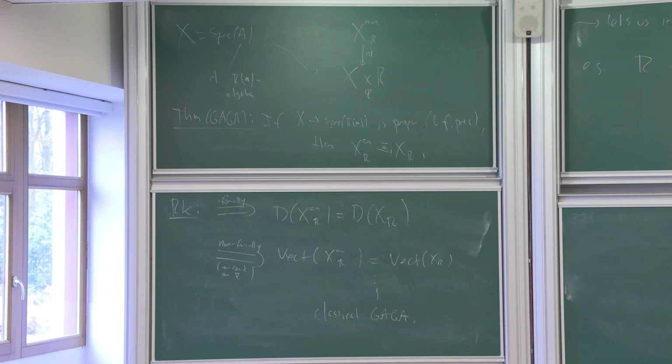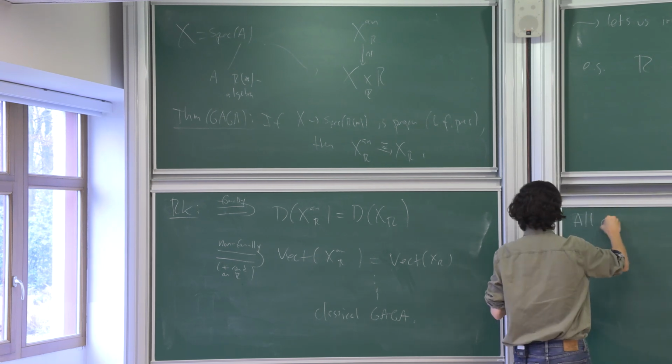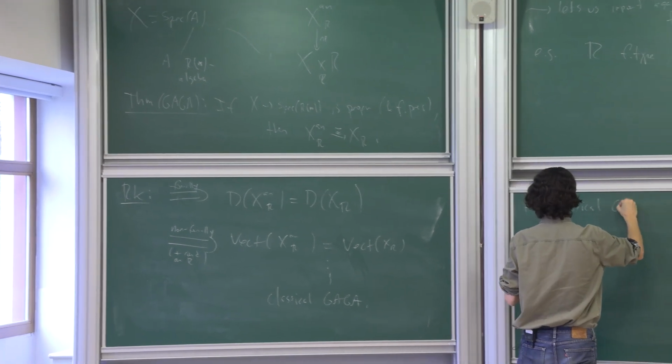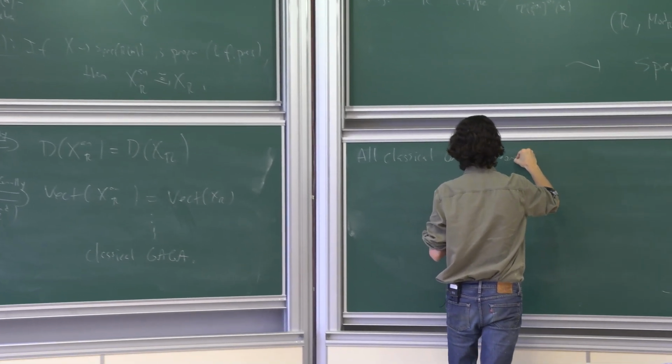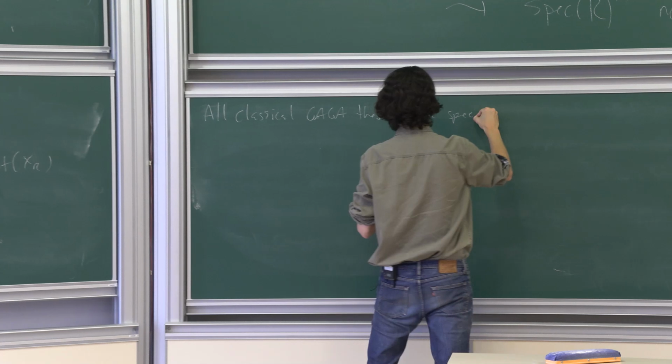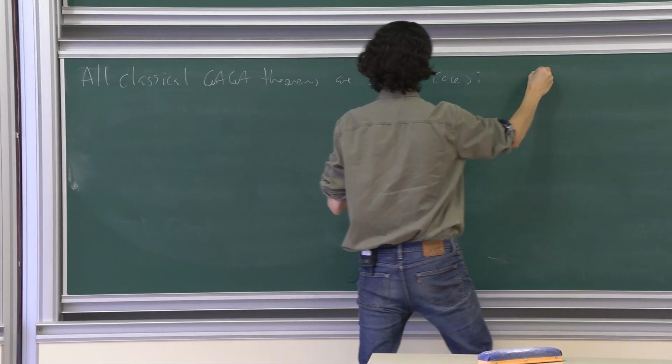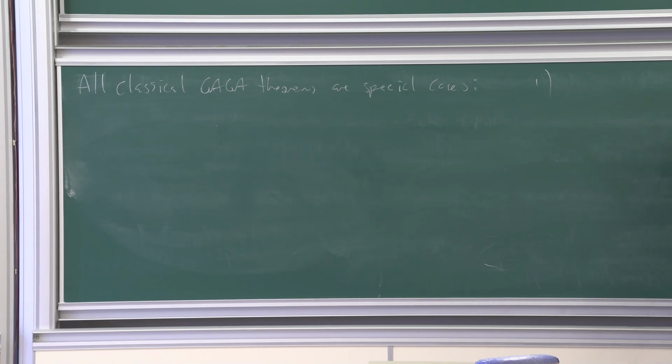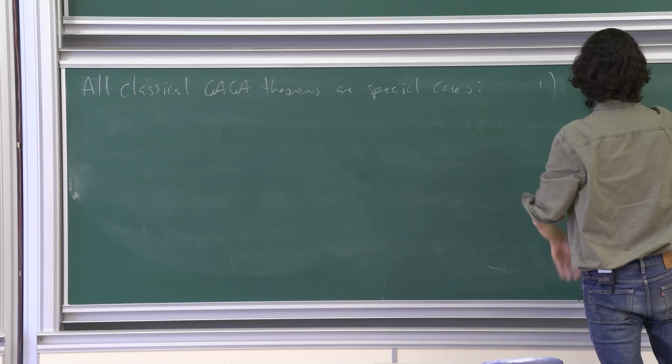And is X affine, or? When I was describing kind of explicitly what it is, I was looking at the case where X is affine, but in general, both things glue. And so then you can define, it doesn't need to be affine, no. So all classical GAGA theorems are special cases. So for example, Grothendieck's formal GAGA, well, the complex analytic GAGA.